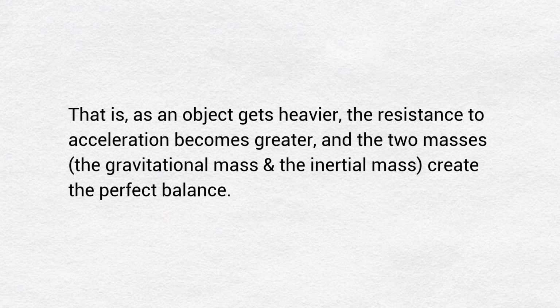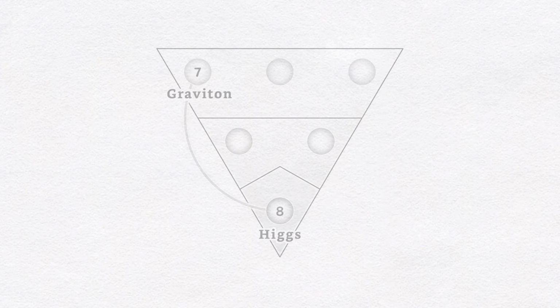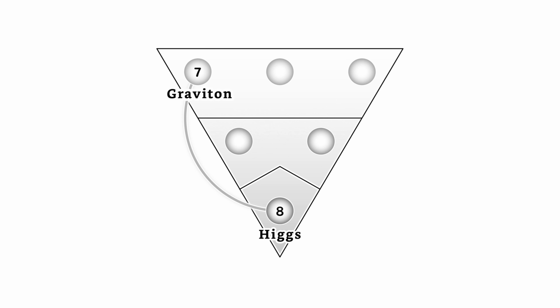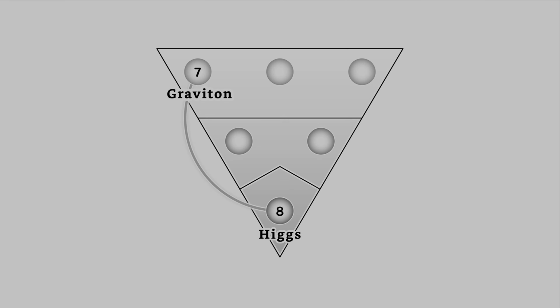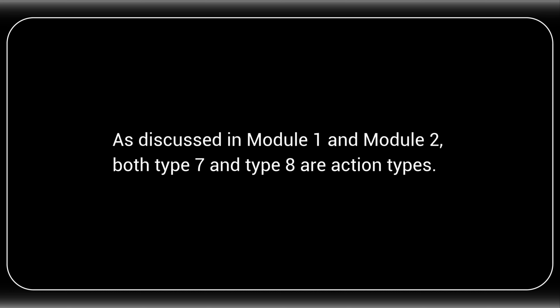That is, as an object gets heavier, the resistance to acceleration becomes greater, and the two masses, the gravitational mass and the inertial mass, create the perfect balance. As already discussed, the relationship between the graviton and the Higgs particle is represented by the relationship between type 7 and type 8. Because the graviton itself does not have mass, it can travel freely at the speed of light. It can be seen as a characteristic of type 7. On the other hand, because the Higgs particle has the heaviest mass among the 6 bosons, it symbolizes the grounding to the Earth. It can be seen as a characteristic of type 8. Note: as discussed in Module 1 and Module 2, both type 7 and type 8 are action types.